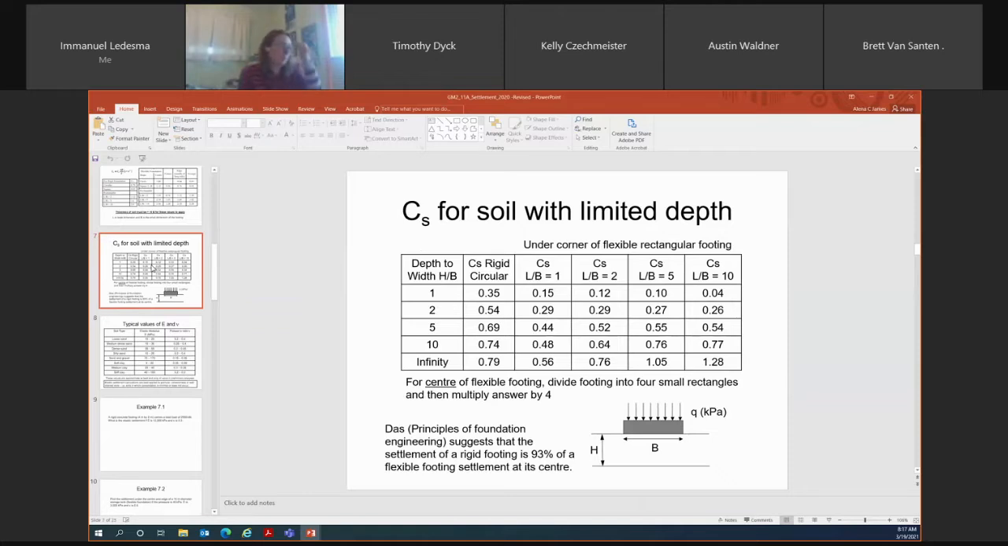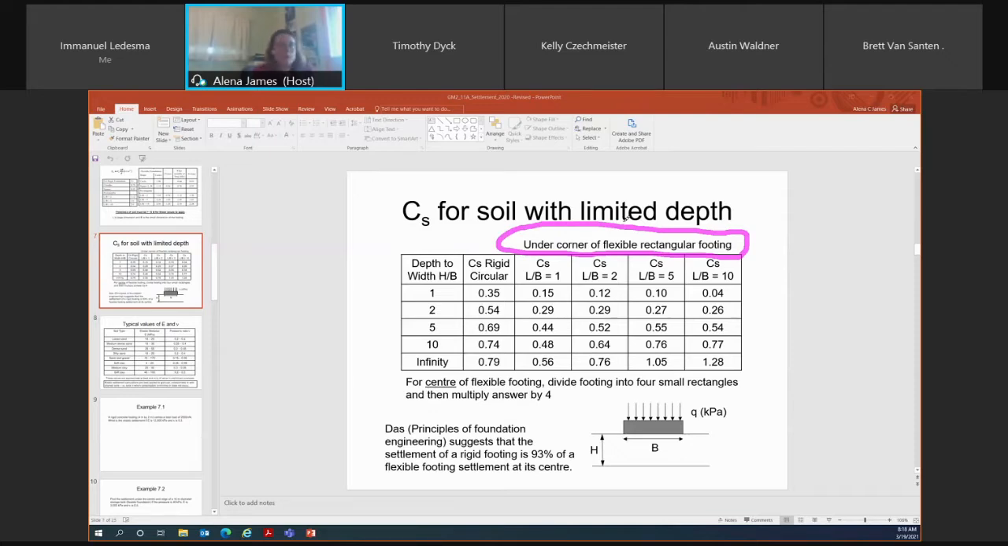Okay, here is another table that you can use to determine what your CS value is. This is a table that was produced by Das. There are limitations with this table as well. This table only applies to under the corner of a flexible rectangular footing.